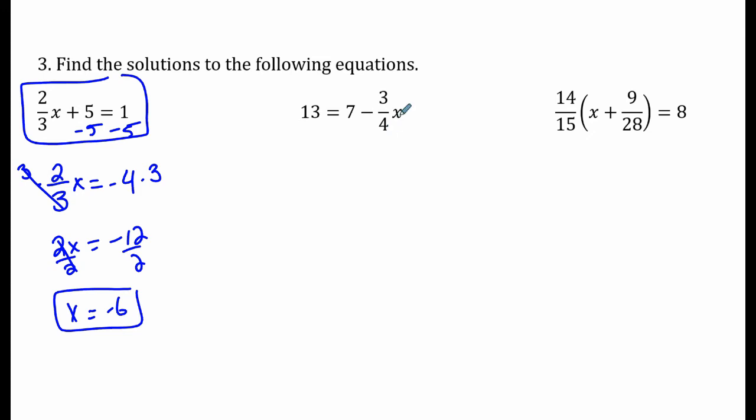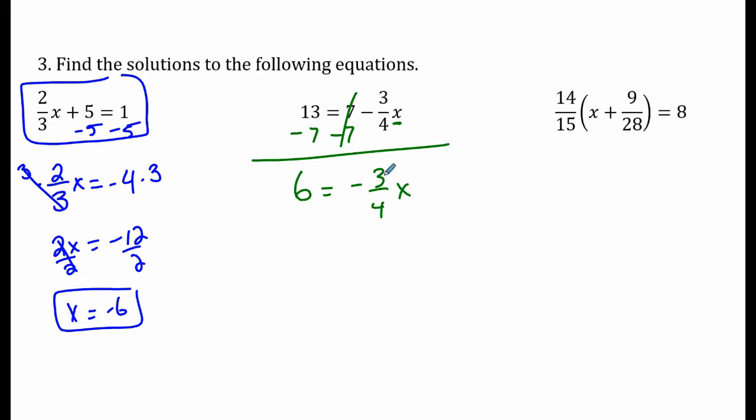Hopefully it went well. Let's see how you did. So I need to get this x alone, and there's some multiplication here, but that 7 is just hanging out. That 7 has nothing to do with that x. So let's undo that 7. Well, it's a positive 7, so we'll subtract 7 to make it 0, so it goes away. 6 equals -3/4 x.